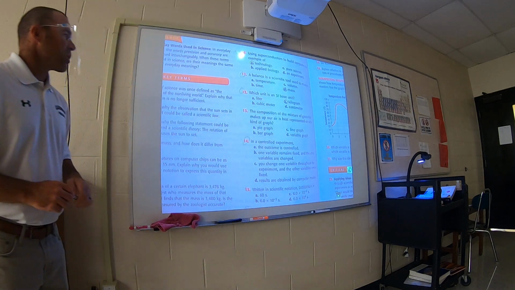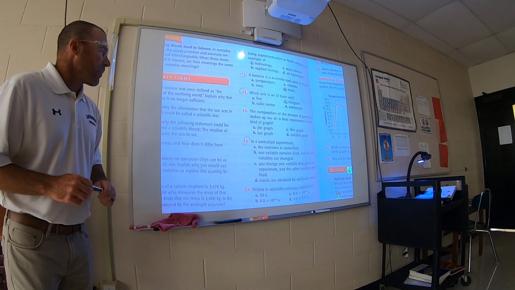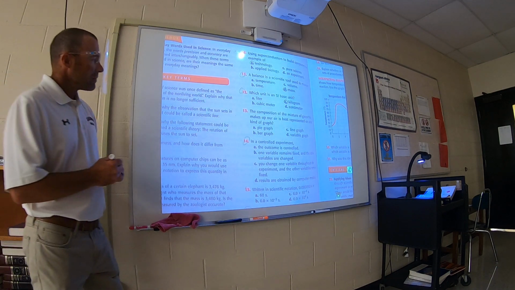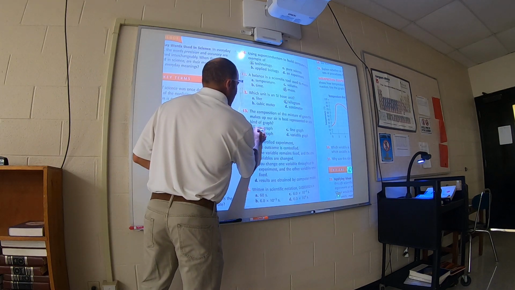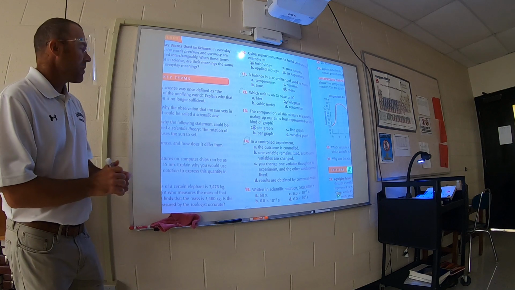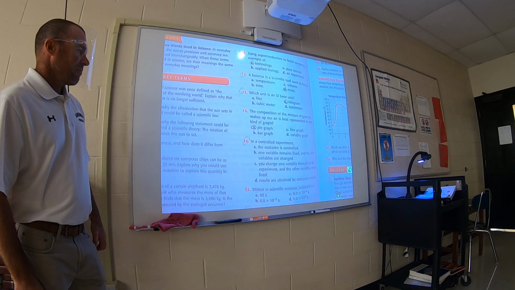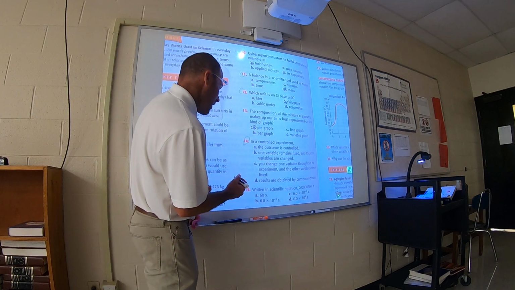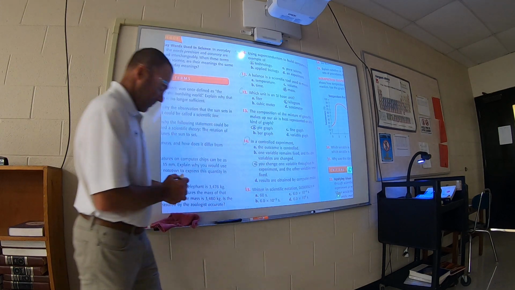Number 13, the composition of the mixture of gases that makes up our air is best represented on what kind of graph? A pie graph because it's showing percents. Number 14, in a controlled experiment, what's the best answer there? C. You change one variable throughout, and the other variables are fixed.